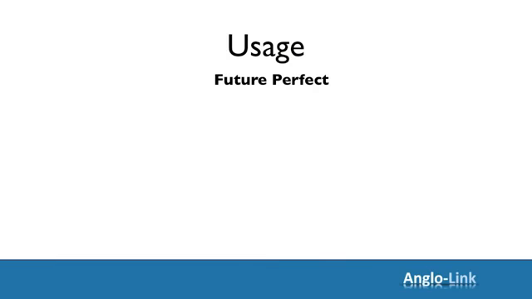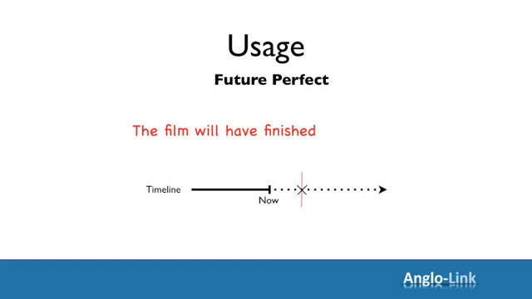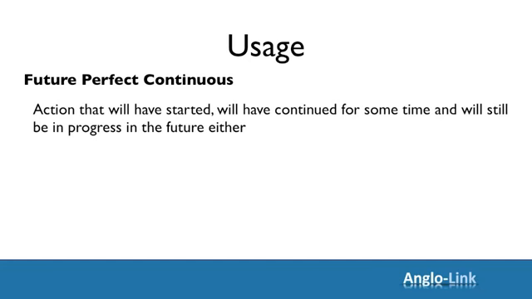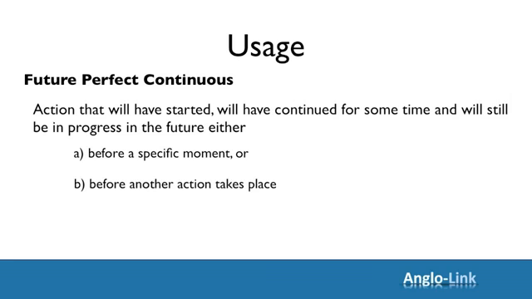Let's look at the timeline for the future perfect tense. The film will have finished by midnight. Right, moving on now to the future perfect continuous tense. This tense indicates an action that will have started, will have continued for some time, and will still be in progress in the future, either before a specific moment or before another action takes place.